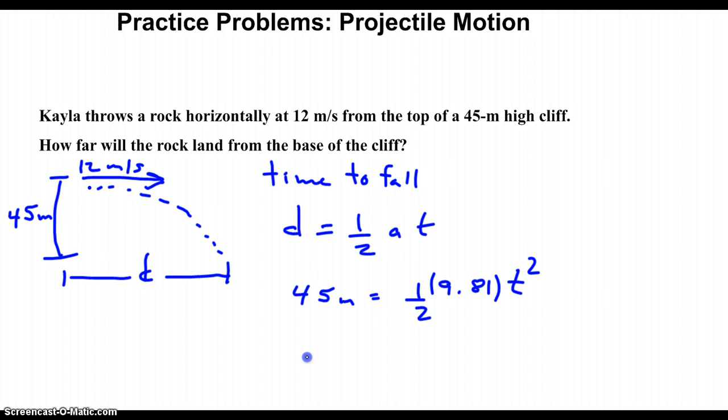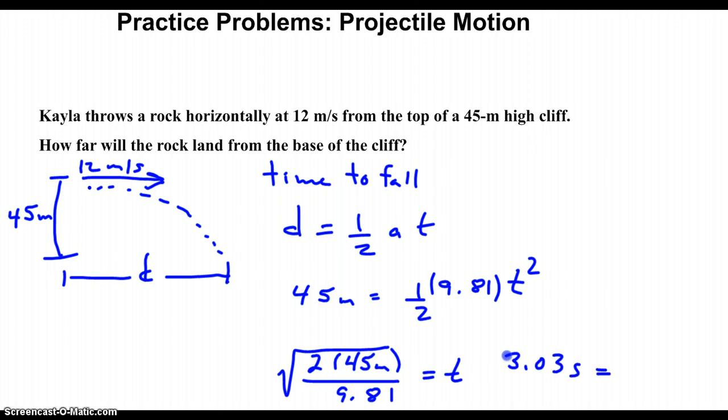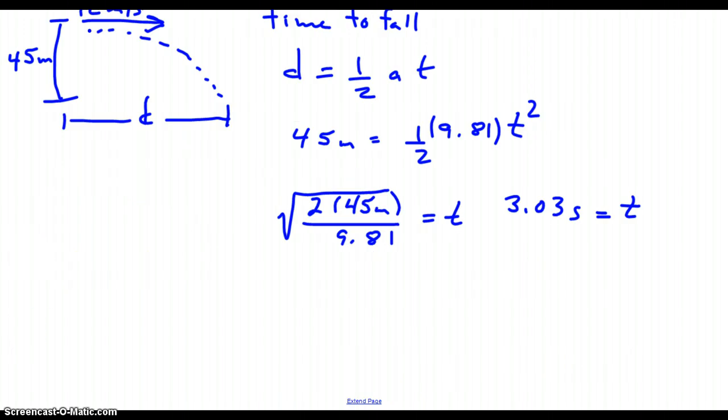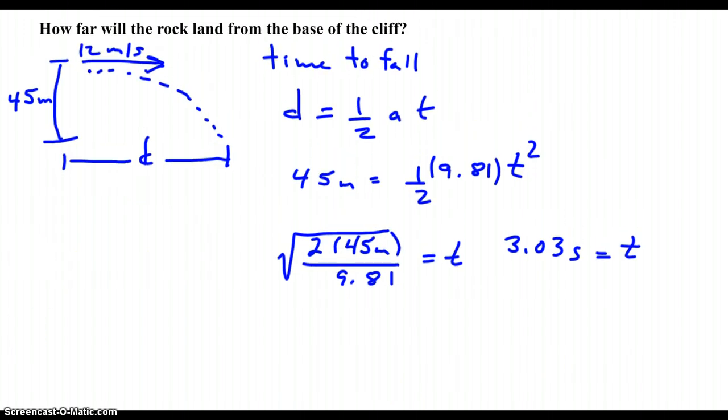Alright, so if we rearrange the equation, multiply by 2, divide both sides of the equation by 9.81, and if we take the square root of both sides, then it would give me t. So the time needed for the rock to fall is 3.03 seconds. As the rock is falling, for every second that it's in the air, it can travel to the right at a speed of 12 meters per second.